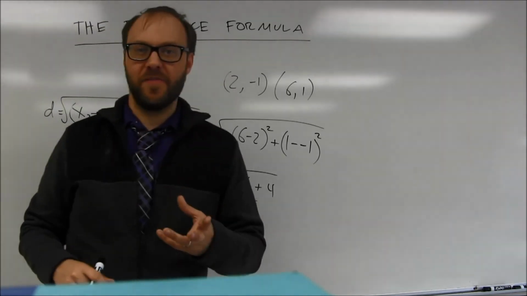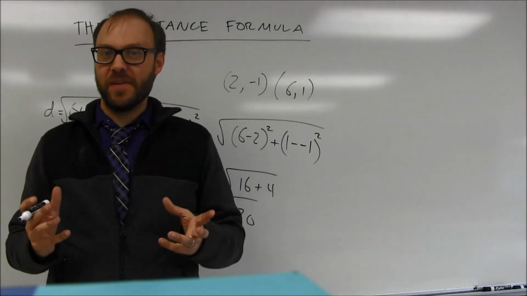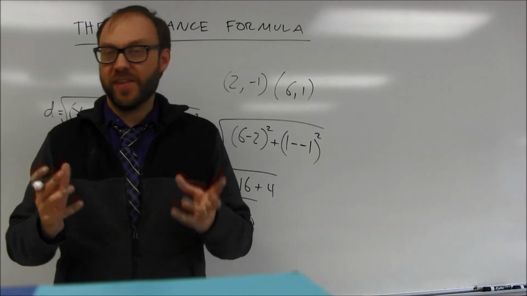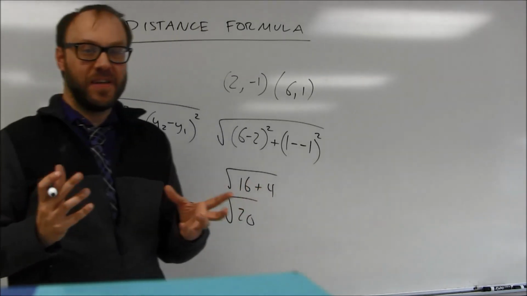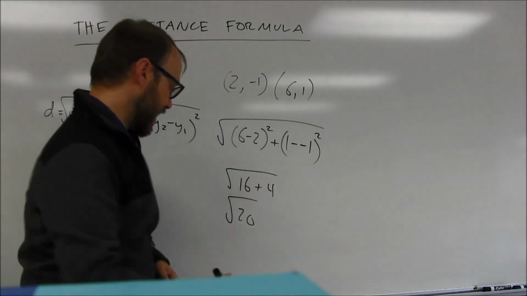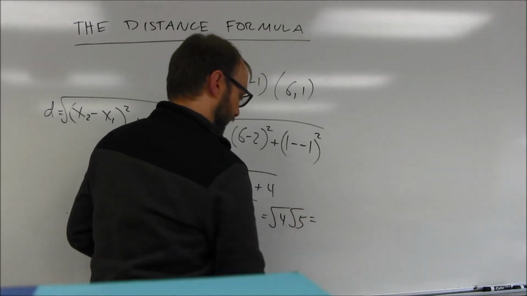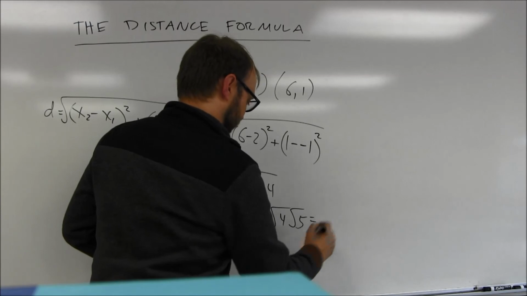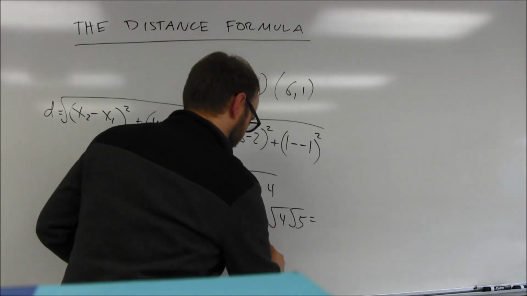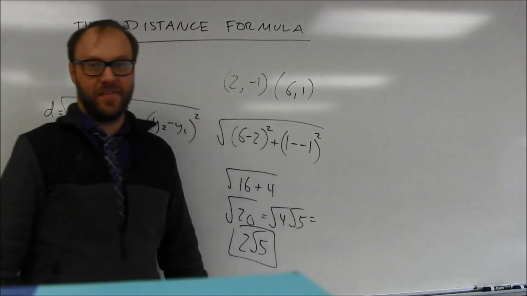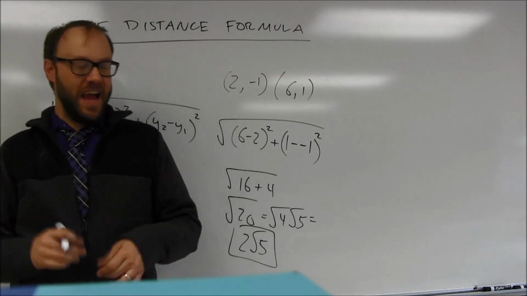Remember, we've talked about simplifying radicals. Don't give me these answers as decimals unless the question specifically says to give it to me as a decimal. Otherwise, simplify the radical. That's the square root of 4 times the square root of 5. That's 2. That stays the square root of 5. 2 radical 5 ends up being the final answer. So that's how that works.